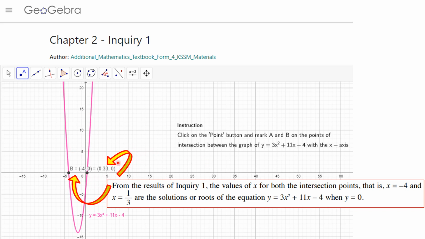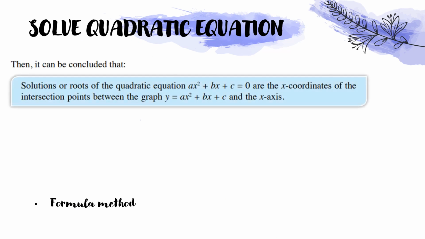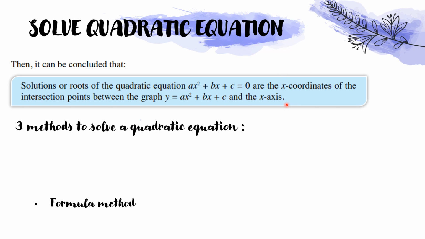After this, we observe the value of x. From the activity inquiry 1 just now, it can be concluded that the solution or roots of the quadratic equation ax squared plus bx plus c equal to 0 are the x coordinates of the intersection points between the graph of the quadratic equation y is equal to ax squared plus bx plus c and the x-axis. So if you want to find the roots, you just find the intersection and observe the value of the x coordinate.